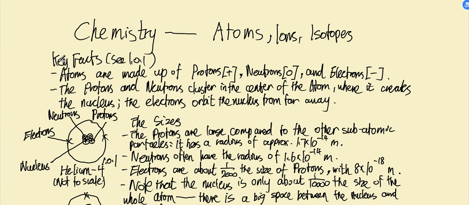Okay, so the key facts are both GCSE and A levels. Atoms are definitely made up of protons, neutrons, and electrons. Protons have a positive charge, neutrons have no charge, and electrons have a negative charge. This is very easy, and it's featured in KS3 and KS2 syllabuses. The protons and neutrons cluster together in the center of the atom, where they create the nucleus, and the electrons orbit the nucleus from far away.